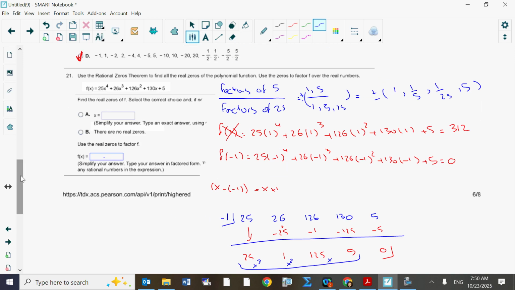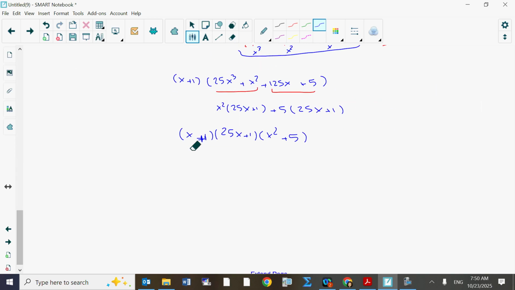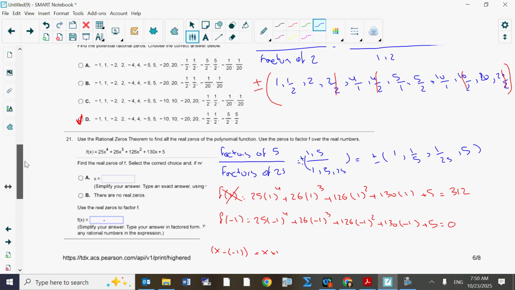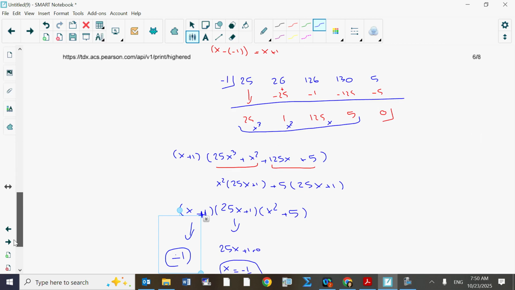What are the other zeros? We already found one of them, which was coming from here, and it's negative 1. This is one zero of the function. The other one is coming from this one. So if I set 25x plus 1 equal to 0, x is equal to negative 1 over 25. This is the other zero of the function. And you see, it's already in the list that I had made before.